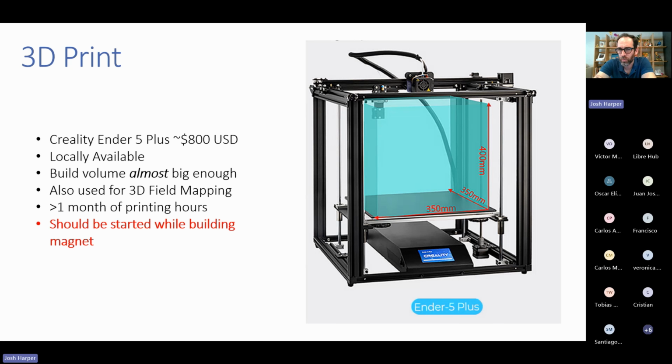What we did, to save a little on cost, is we decided to trick this 3D printer into also being our measuring robot. We're just now finishing up those field maps, so I haven't included it in this talk, but it seems to have worked, and we will release those designs as well once we've tweaked a few things. And it's good to start the printing process because it's about a month of printing hours, more or less. So we should start it while we're building the magnet.